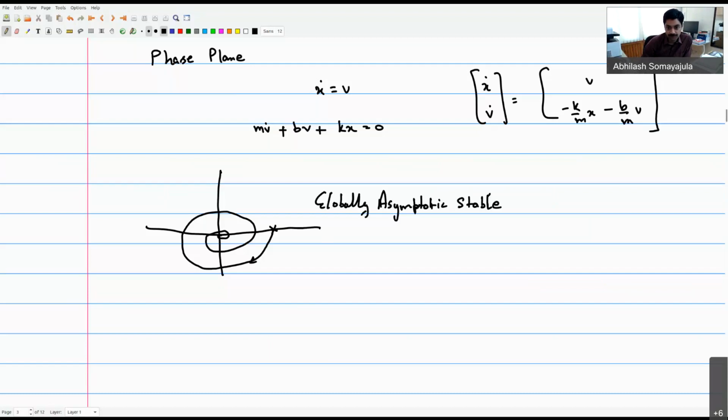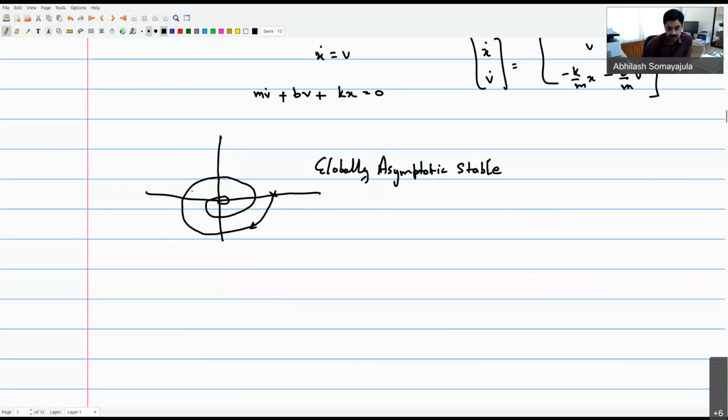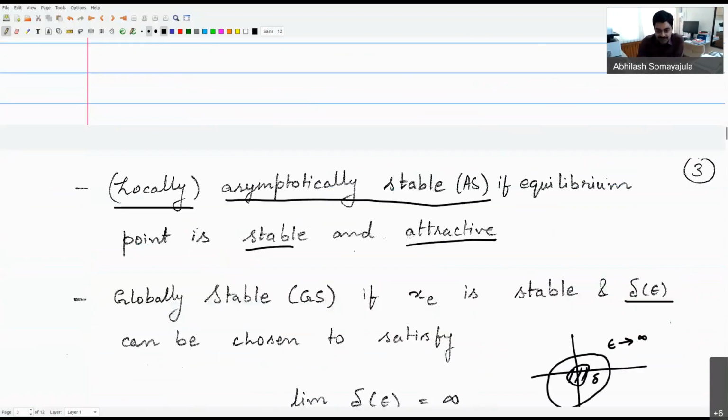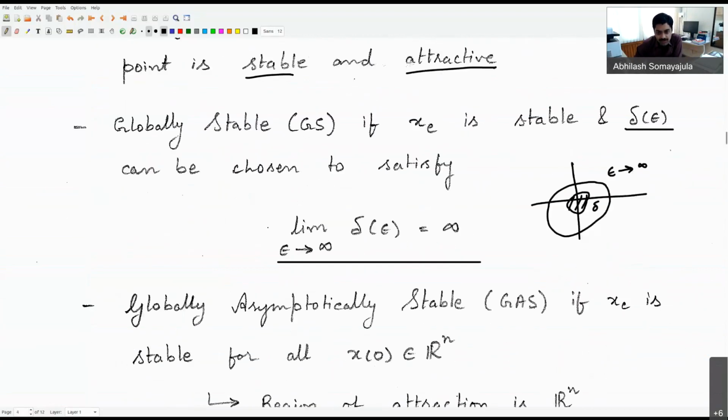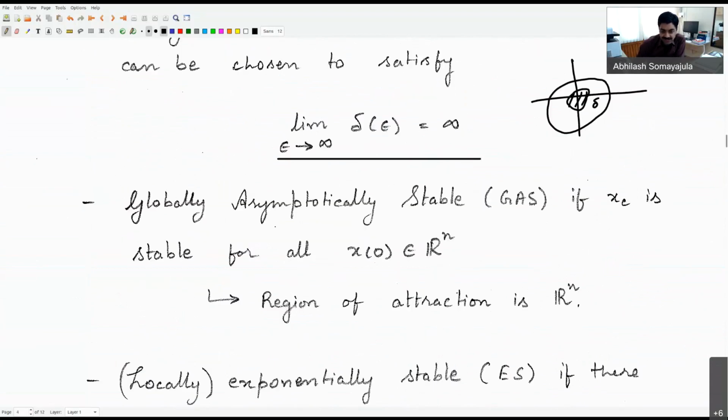Is everybody with me so far? Yes? No? Yes, sir. Okay, so that is the primary idea which is different between locally asymptotically stable versus globally asymptotically stable: that the region of attraction, where the initial conditions get attracted towards the equilibrium point, is the complete real plane. So no matter where I start, I'll always be attracted to the equilibrium point.